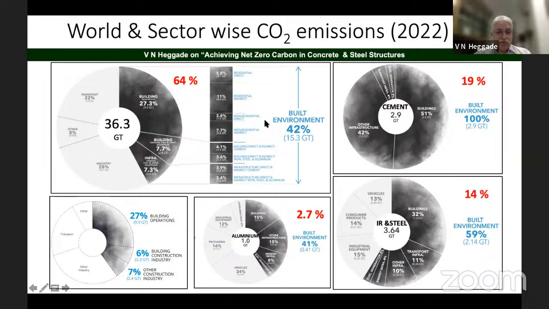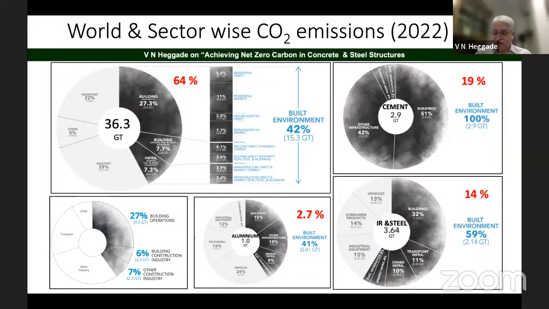Out of this 42% of the carbon dioxide emission to the environment, if you convert that, 19% is because of the concrete or the cement, 14% of the steel, and 2.7% is because of aluminum, and the remaining 64% is because of the operation carbon.